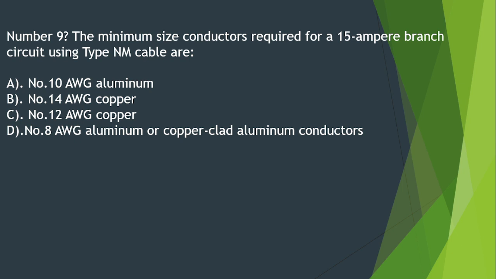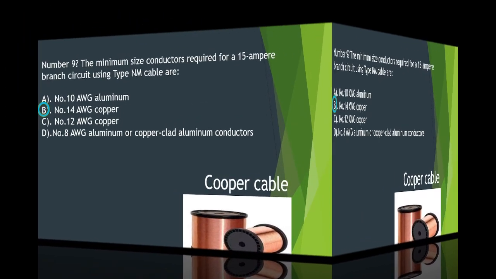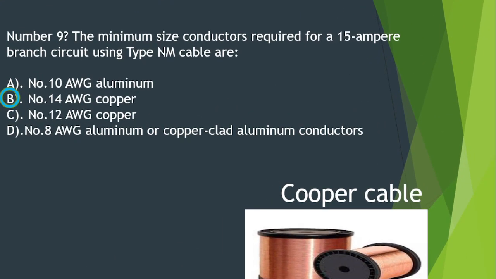Number 9. The minimum size conductors required for a 15 ampere branch circuit using type NM cable are A. Number 10 AWG aluminum, B. Number 14 AWG copper, C. Number 12 AWG copper, D. Number 8 AWG aluminum or copper-clad aluminum conductors. The answer is B. Number 14 AWG copper.